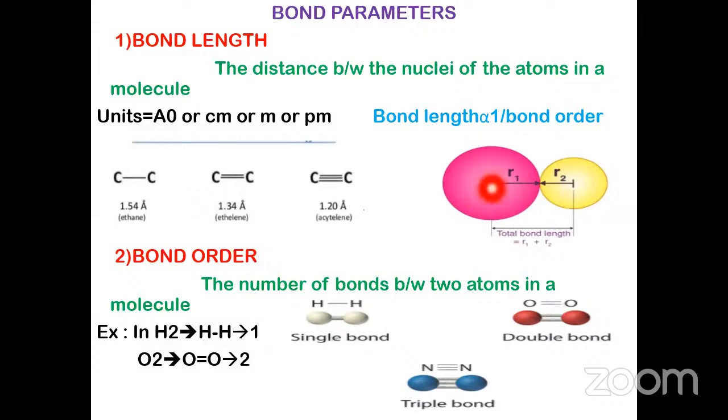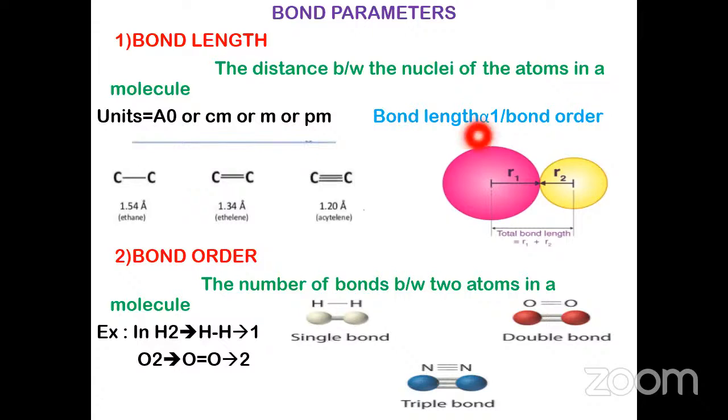What is R1 and R2 here? R1 is the atomic radius of this atom. What is the atomic radius? The distance from the nucleus to the outermost electron of the shell is called the atomic radius. Bond length means the distance between these two nuclei of the atoms in a molecule. The units of bond length are angstroms, centimeters, meters and picometers.